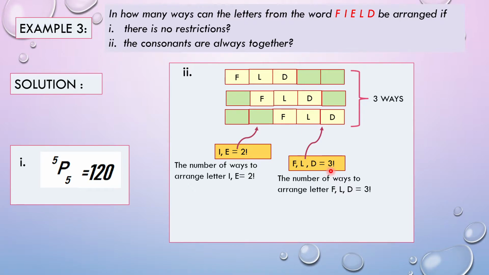Remember, first we identify how many ways to arrange to fulfill the first condition, that the consonants have to be together. So that is 3 ways. Then we arrange letters I and E alone, which will be 2 factorial. And the arrangement of the 3 consonants F, L and D will be 3 factorial. So the total arrangement will be 3 times 3 factorial times 2 factorial. Altogether we have 36 arrangements.